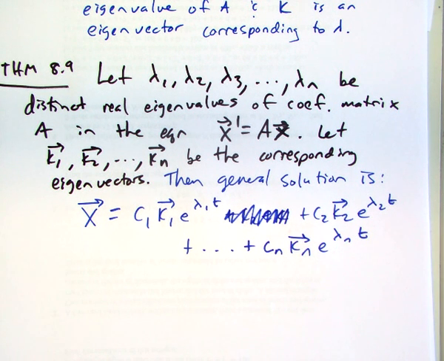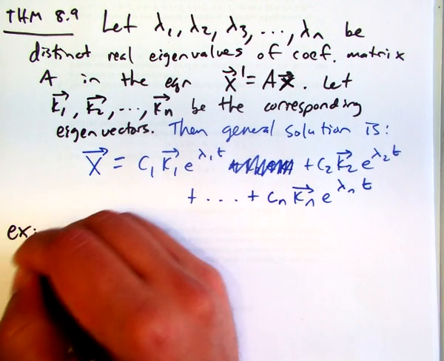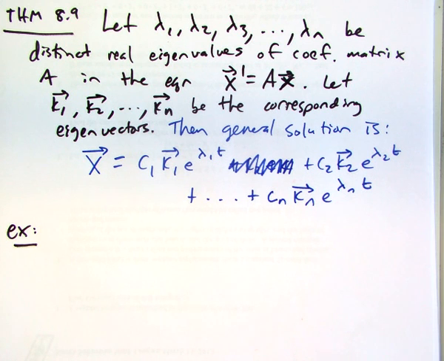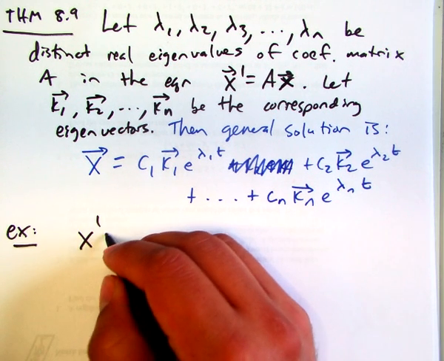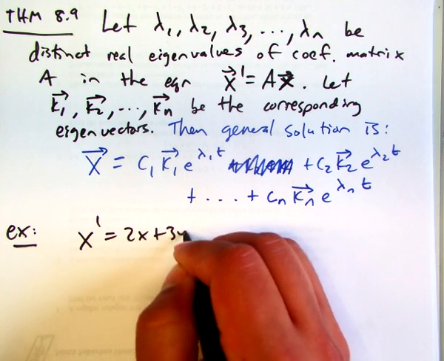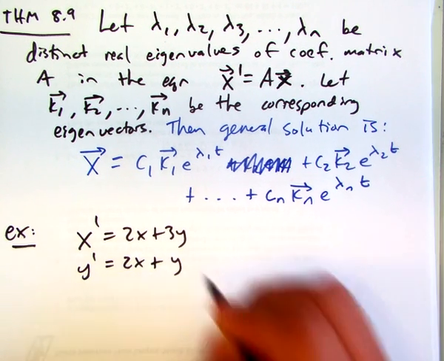Okay, so we'll work through one example together, then I'll give you one to try on your own, and we'll see where we're at after that. Okay, so let's say we have the system x prime equals 2x plus 3y, y prime equals 2x plus y.